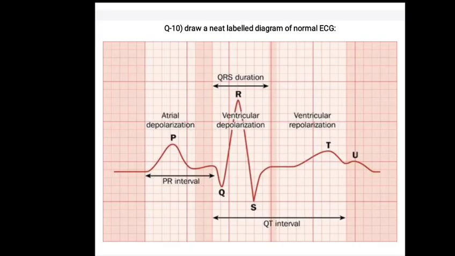Question number 10. Draw a neat labeled diagram of a normal ECG. ECG means electrocardiogram. An ECG is a simple test that can be used to check our heart rhythm and electrical activity. Sensors attached to the skin are used to detect the electrical signals produced by our heart each time it beats.